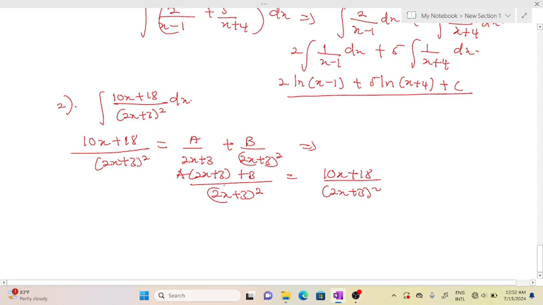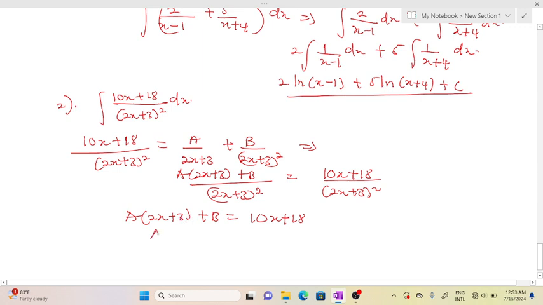So a multiplying 2x plus 3, plus b, should be equal to 10x plus 18, right? At this point, I want to find my a and b. To find a directly, it's going to be difficult, so we can simply expand this and solve it simultaneously.